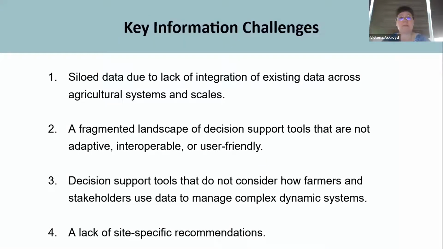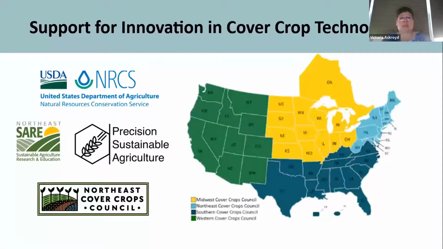So luckily, these challenges have been recognized by a lot of groups, including the Precision Sustainable Agriculture team, but also NRCS, Northeast SARE, and the various cover crop councils. And so these groups have all been working to support innovation in cover crop technologies.